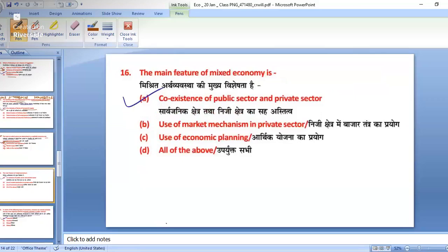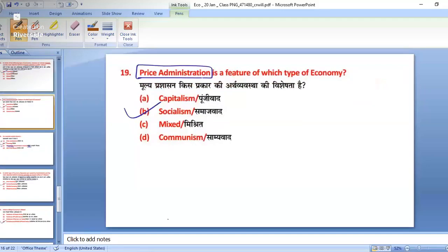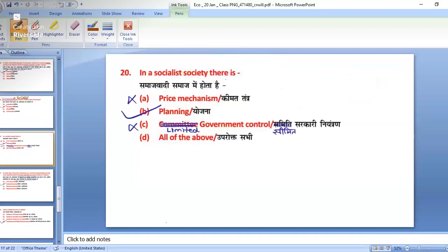Then the main feature of mixed economy is what? In the mixed economy, we have both public and private sector. Then in which of the following types of economies are resources owned privately? Resources owned privately is in the capitalist economy. Price administration we saw in the socialist type of economy. So the correct answer will be socialism. Then in socialist society, we have seen that there is economic planning, like 5-year plan, 10-year plan. So that planning is there.